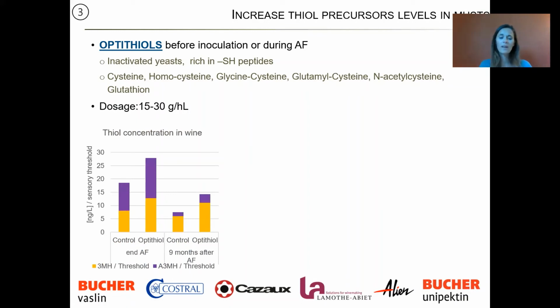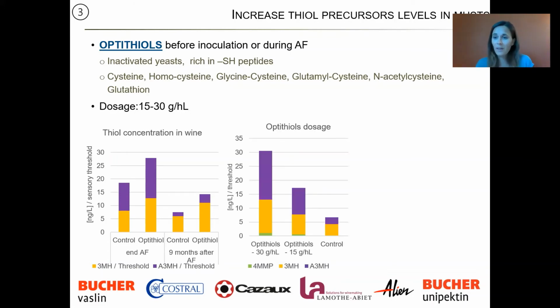As you can see here, there is a trial where we look at the thiolic compounds at the end of fermentation and then 9 months after. You can see that the control, at the end of fermentation, has pretty much half of the thiolic compounds produced compared to the Optithiol, where we added, in this case, 15 grams per hectoliter of Optithiol. 9 months after, we still find this difference, where the wine that got Optithiol still has double the thiolic compounds.